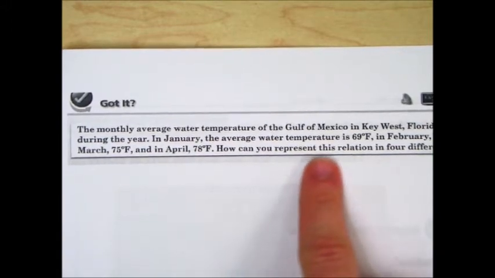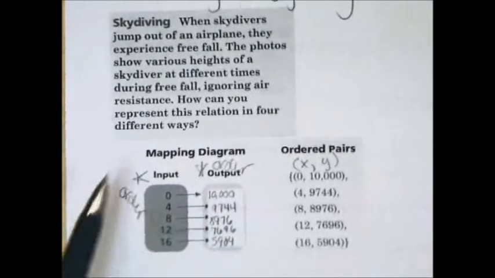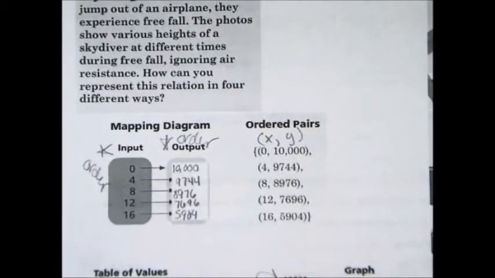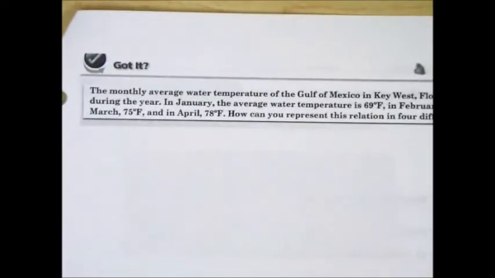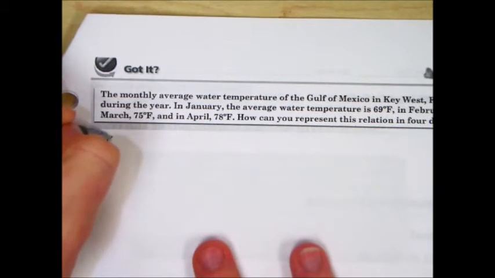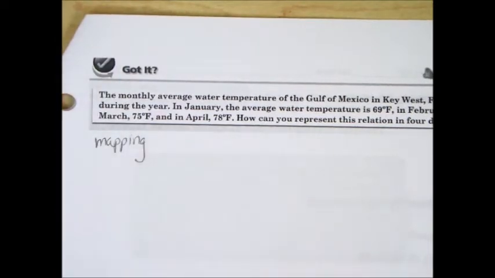How can you represent this relation in 4 different ways? Well, first you would do a mapping, then an ordered pair, then a table of values, and then a graph. So if you want to take some time, pause the video. Why don't you try doing the mapping first? When you're ready, hit play on the video and see if your mapping is correct. If your mapping is not correct, pause the video and fix it.